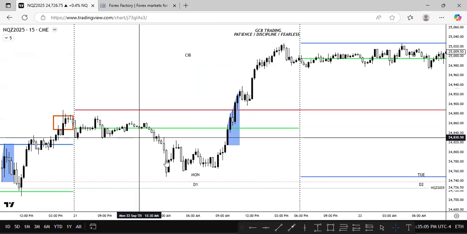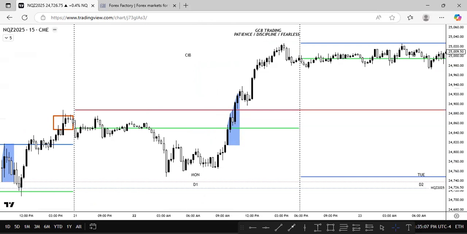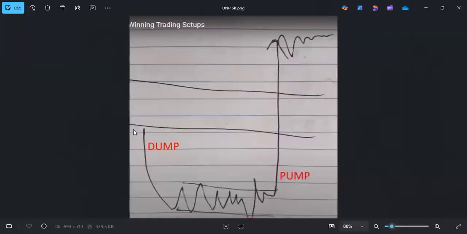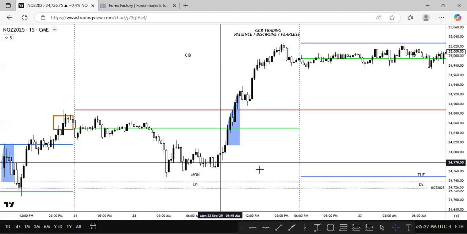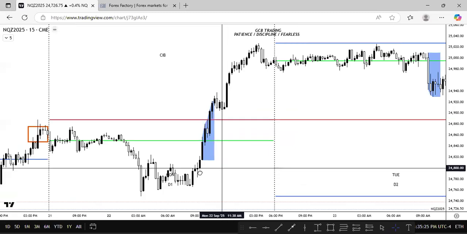Dump, coil, pump. And just to show you guys, we get the same thing here. What do we get? We get the dump, the coil, and the pump. That is the setup. Dump, coil, pump. Now let's go into Tuesday.